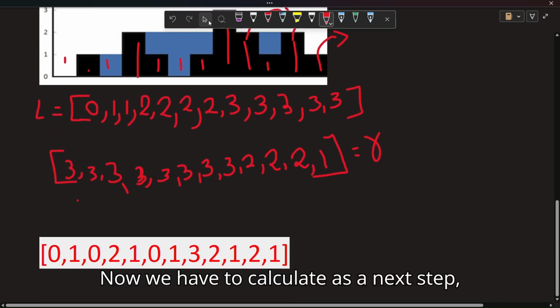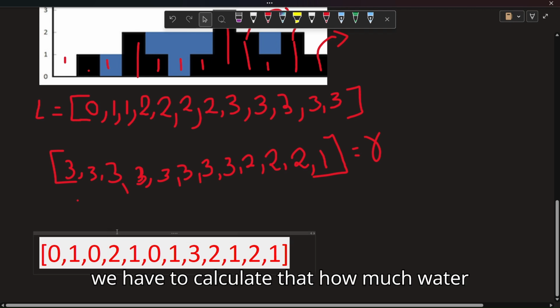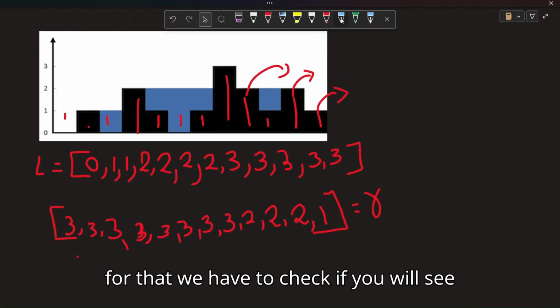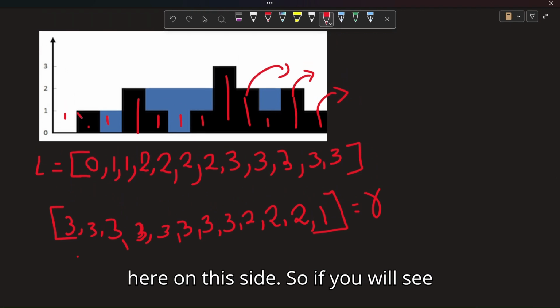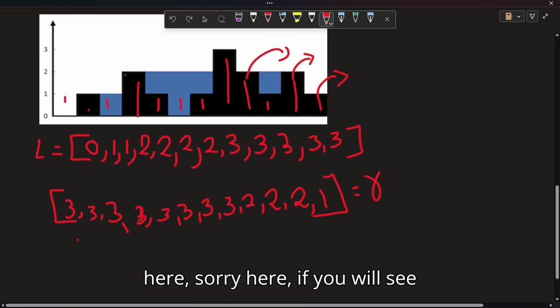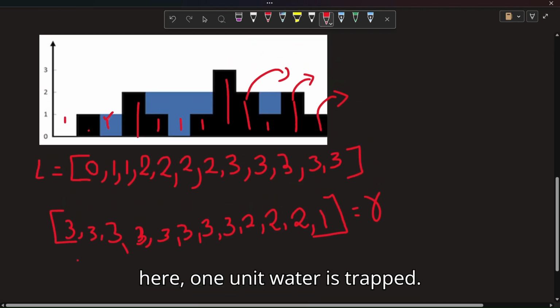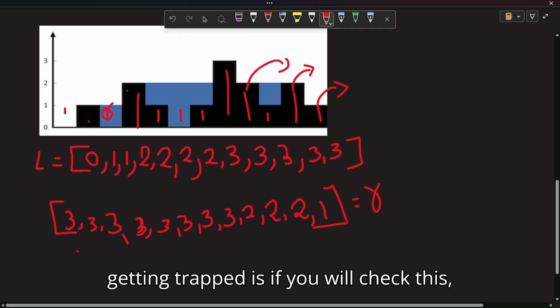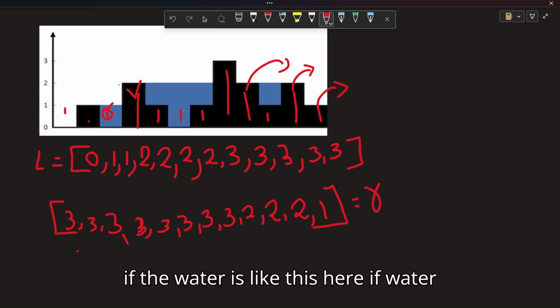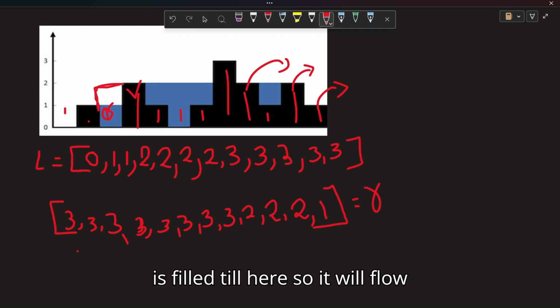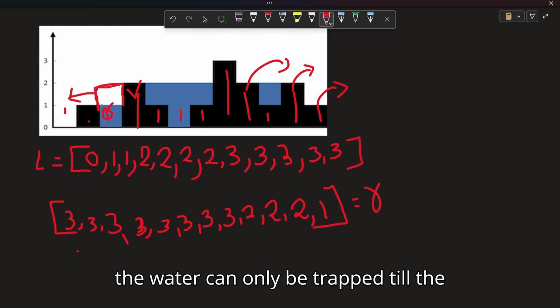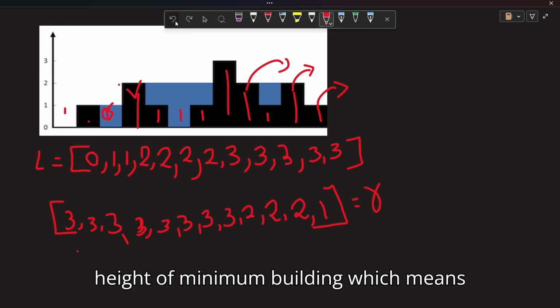Now, as a next step, we have to calculate how much water is trapped between these buildings. So for that we have to check, if you see here on this side, 1 unit of water is trapped. The condition for the amount of water getting trapped is, if water is filled till here, it will flow away from here. So the water can only be trapped till the height of the minimum building.